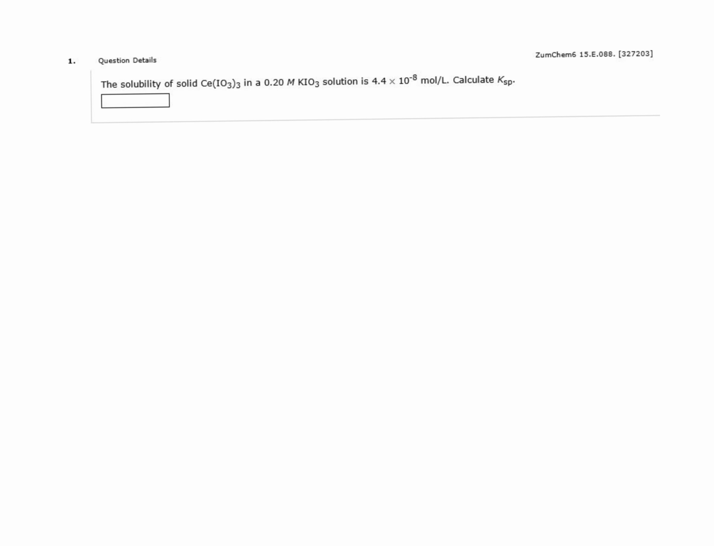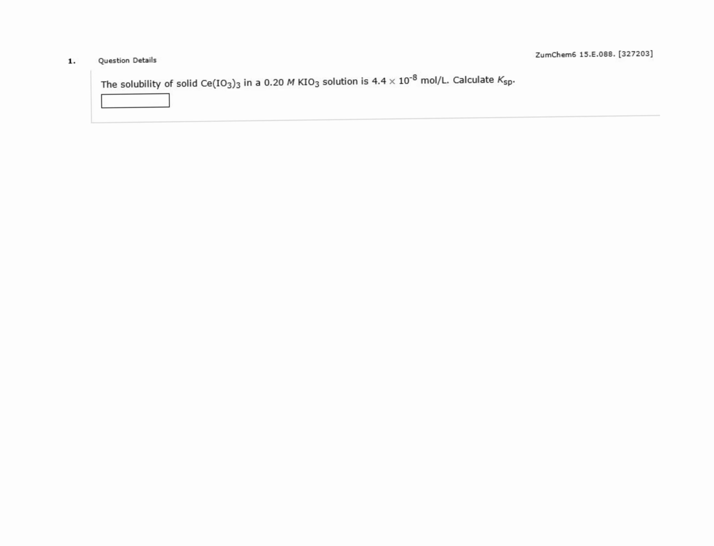Here we have a solubility problem where they're giving us the solubility, they're asking us to find KSP, but it's not as straightforward as dissolving the salt in pure water. Rather, we're dissolving the Ce(IO3)3 salt in a solution that already contains a common ion. So this is called the common ion effect.